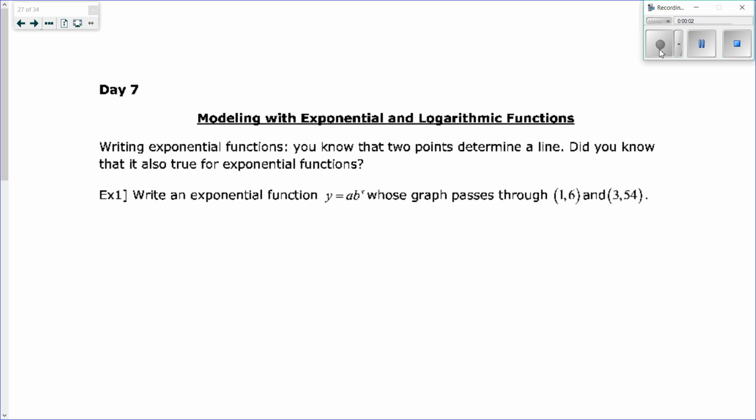Hi, and welcome to day 7 of logs. This is modeling with exponential and logarithmic functions.